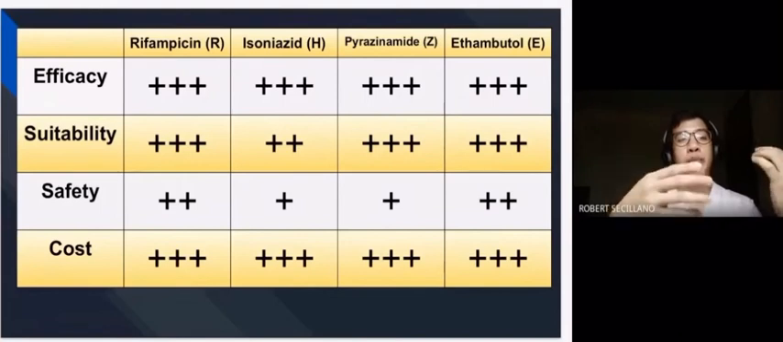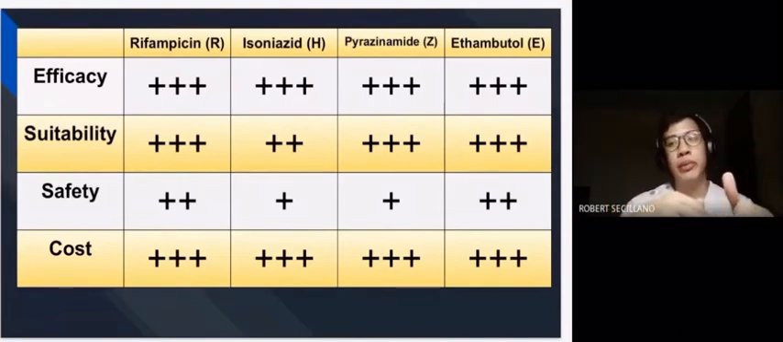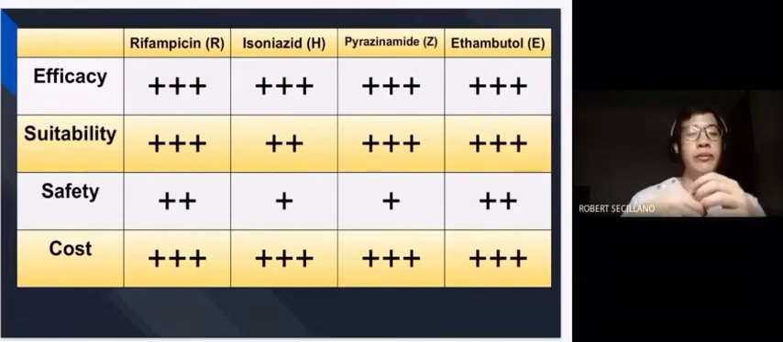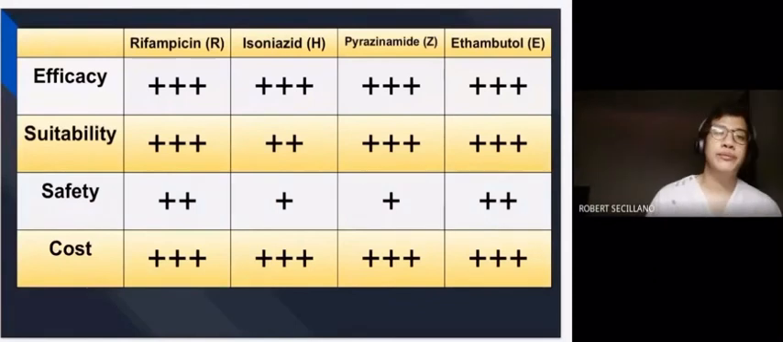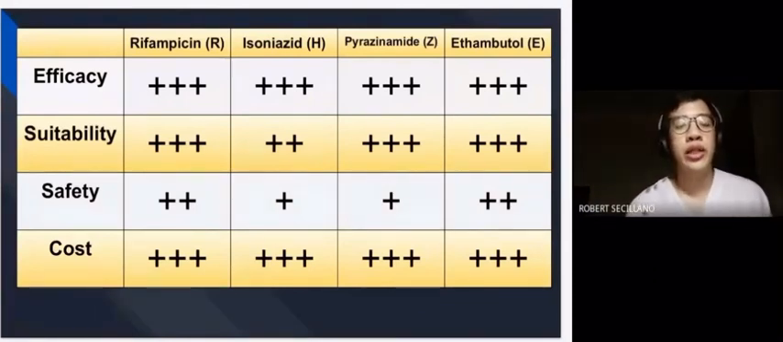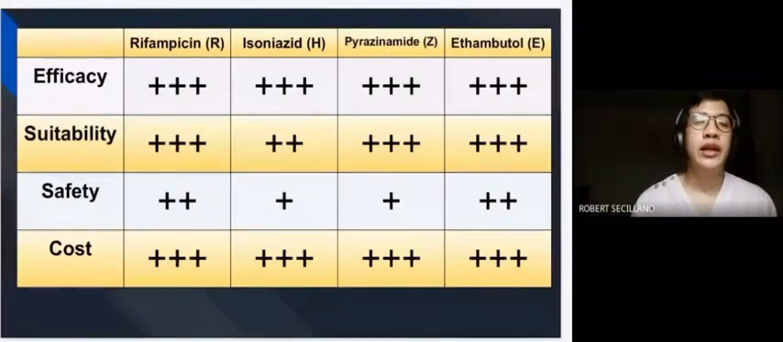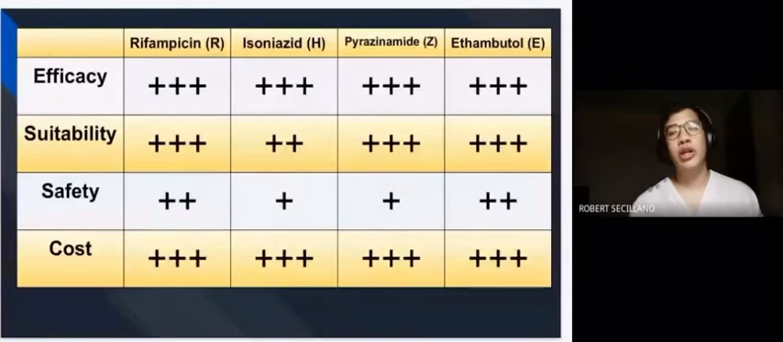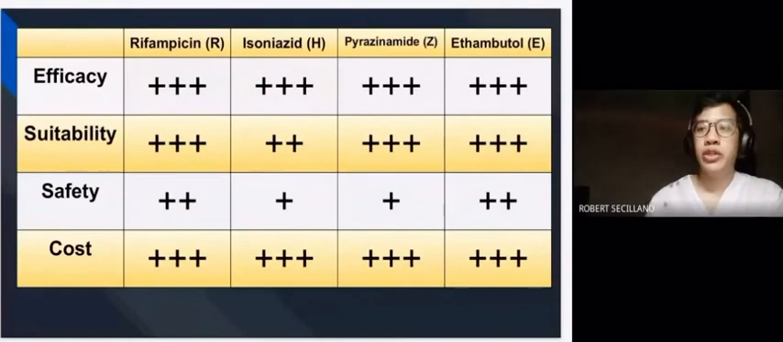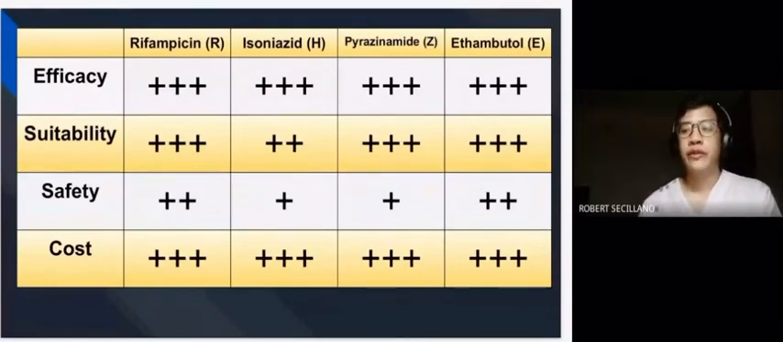It is a prodrug that will be converted to pyrazinoic acid that will disrupt the mycobacterial cell wall or end membrane transport function. And last, ethambutol, the efficacy I placed 3 plus. So it is also a cell wall inhibitor. It inhibits mycobacterial arabinosyl transferase that is involved in the polymerization reaction of the cell wall. Therefore, it will disrupt the cell wall.